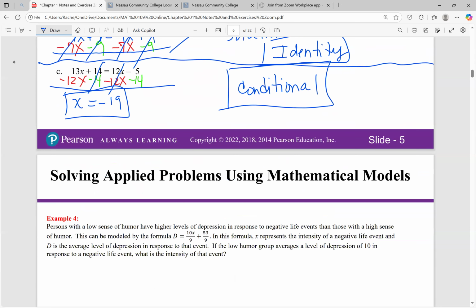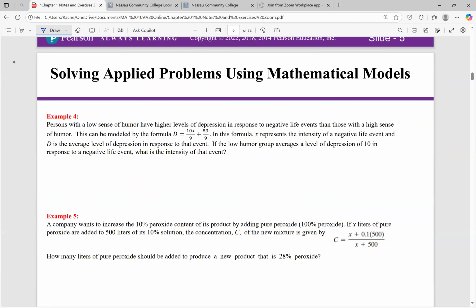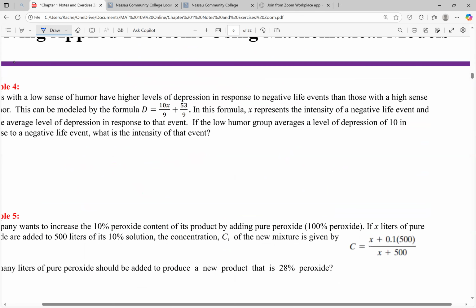So let's move on to the last part of section 1.2, solving applied problems using mathematical models. So really, we're going to do what we were doing in the other example, solving a linear equation, but now it's going to be in an applied word problem. So we're going to look at a more realistic equation that we could use to model some relationship. So let me just make this a little bit bigger.